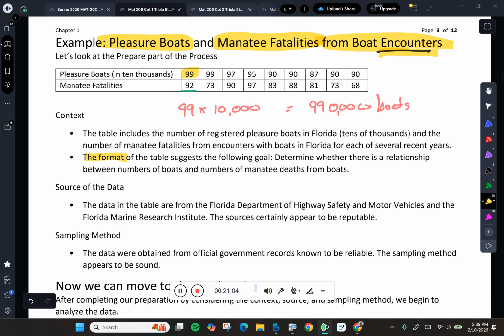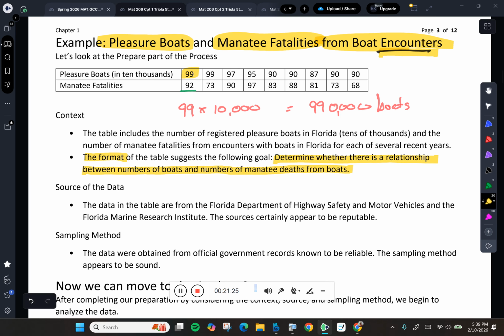All right, now the way this data is presented, the format of that suggests that we're trying to determine whether there is a relationship between how many boats there are and deaths of manatees. Maybe we're supposed to suggest that more boats would mean more manatees would die, or fewer boats would mean fewer manatees would die, right? So that's the context that we're looking at here.